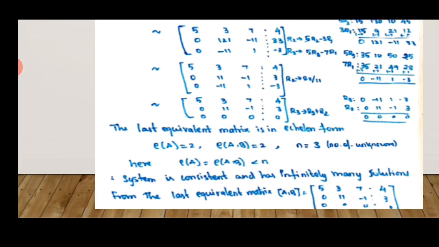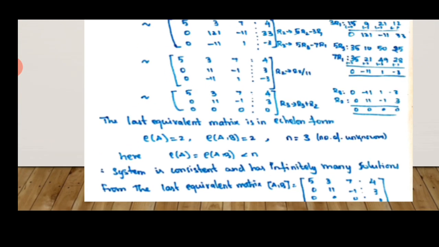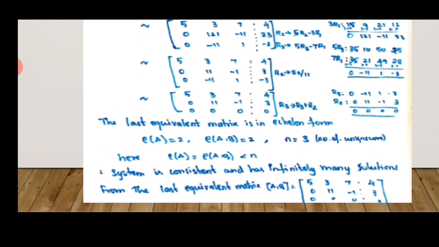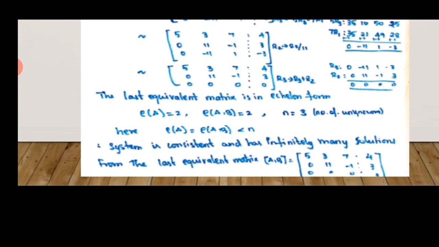So now in the third row, the second place we have to make it 0. Before that, I can see the second row 0, 121, minus 11, 33. It is fully multiples of 11. So I can divide the second row by 11. So R2 implies R2 by 11. So when I divide 121 by 11, I get 11. Minus 11 by 11 means minus 1. And 33 by 11 means 3. So it gets reduced to this form.